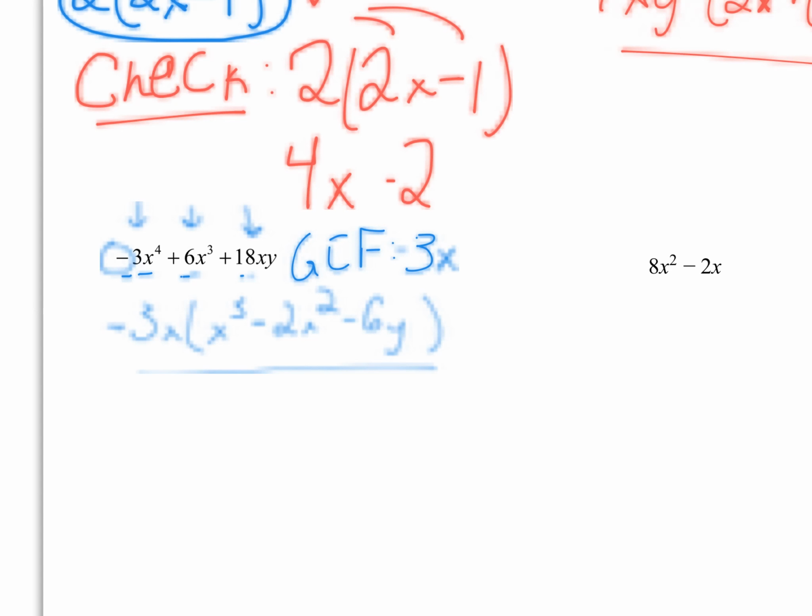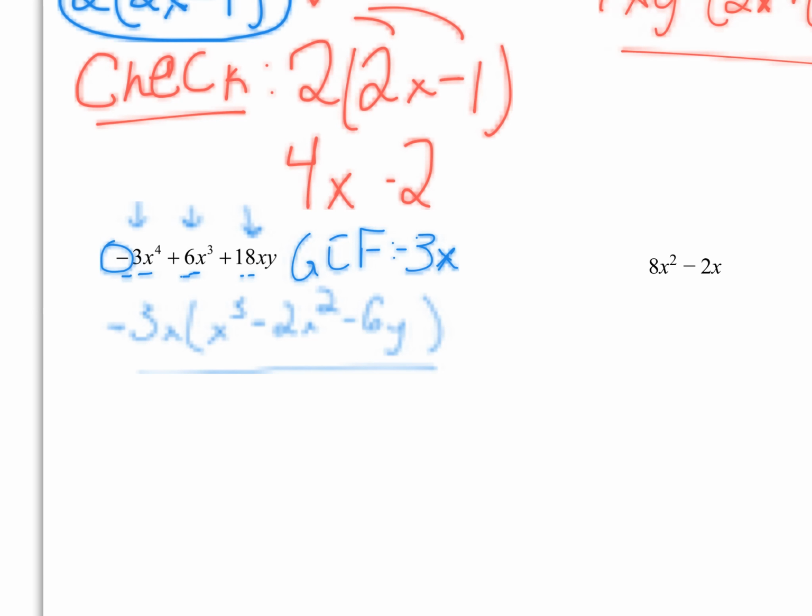As far as the x's go, they at least have x to the first power, and then they don't all have a y, so I'm just going to say it's 3x. Now, a lot of the times with the greatest common factor, if that first term is negative, we want to go ahead and factor that negative out, because it's always nice to have our first term be positive.